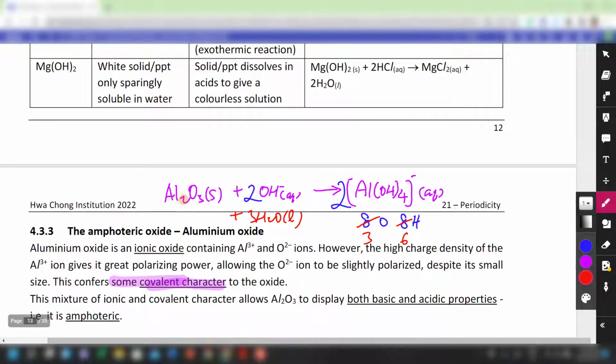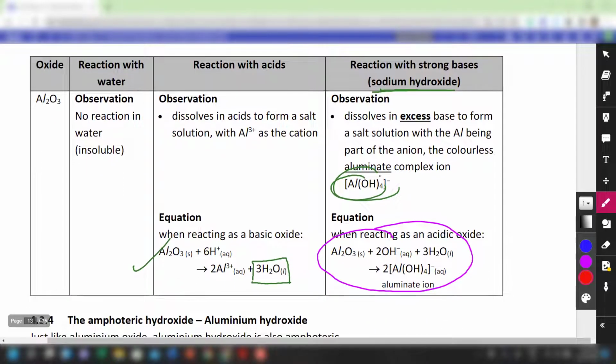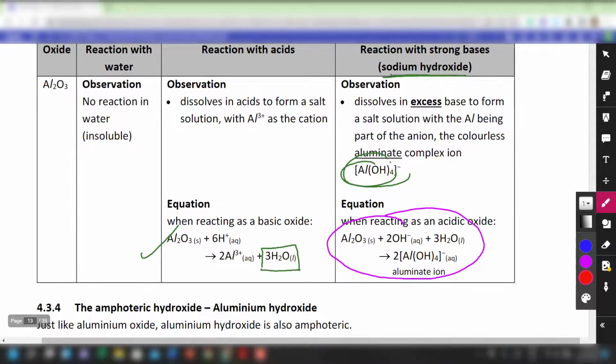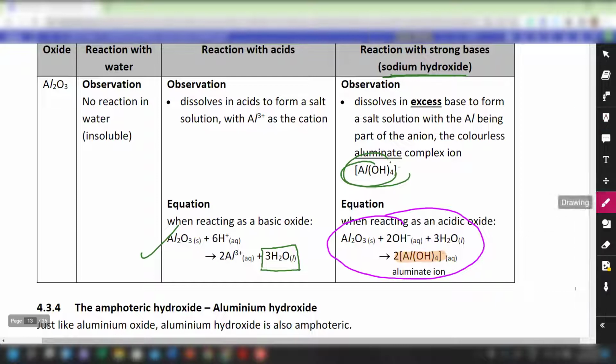So this is how you balance the equation for the reaction between aluminium oxide and aluminate. Remember, the most important thing is you need to remember the molecular formula of the complex. If you don't remember, then it will be almost impossible for you to balance the equation.